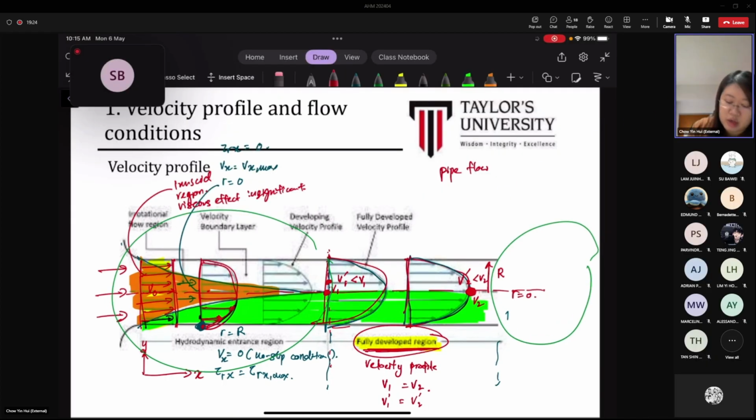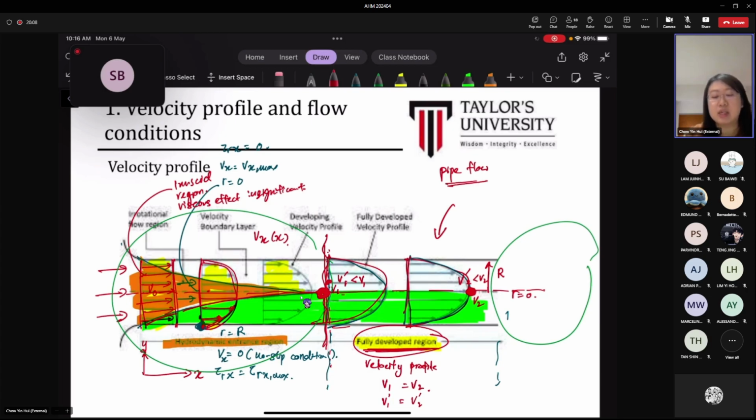Okay, you can see that the velocity boundary layer also starts to merge here, at the start of the fully developed region. Whereas this region here, near the entrance of the pipe, is called the hydrodynamic entrance region, where the velocity profile changes with the length, the distance from the entrance of the pipe. So in this region, the velocity Vx also depends on the distance along the pipe. All right. So this is the case for pipe flow.